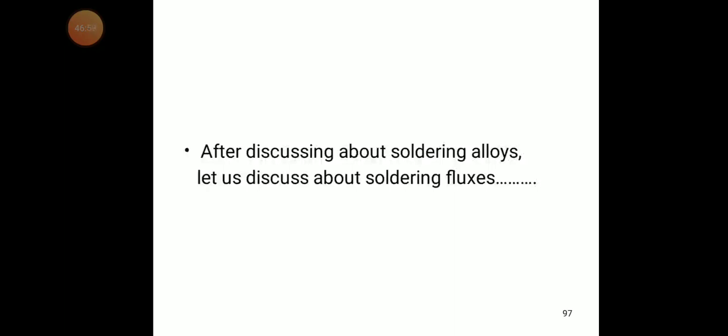After discussing soldering alloys, what alloys we are using, now let us discuss the soldering fluxes. What is a soldering flux?